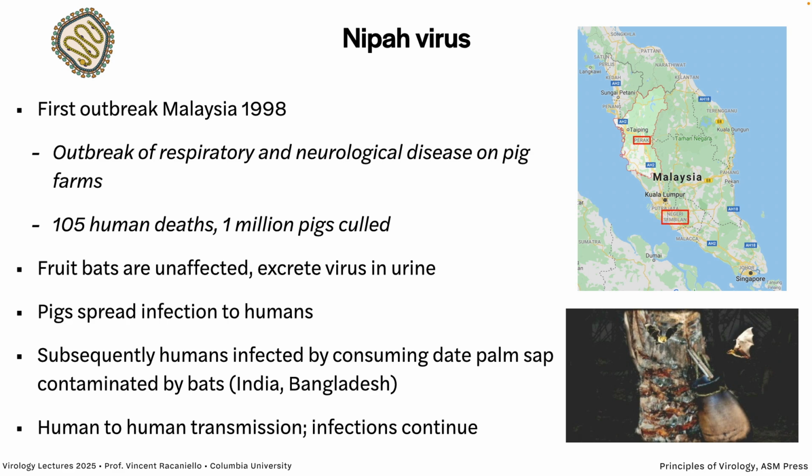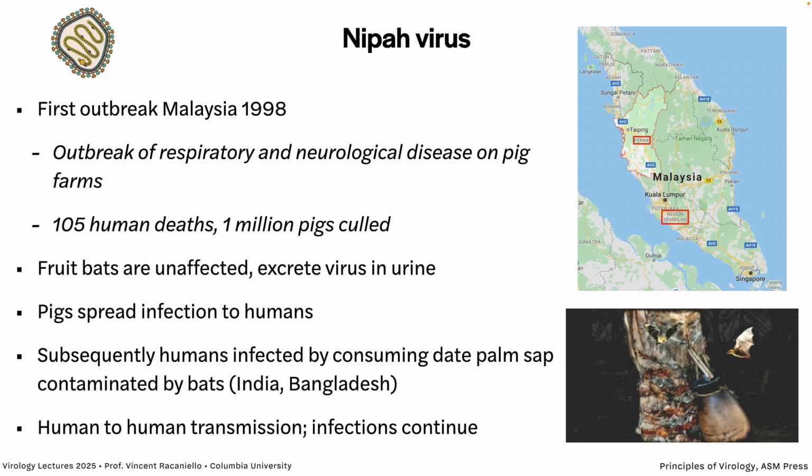So what happens here is that, once again, flying foxes or fruit bats are infected with the virus. They excrete the virus in the urine. The pigs get infected. What happens is often the farmers will plant mango trees in the piggeries. Piggery is the name for the pig farm. And the bats at night will eat the mango, and they will drop it on the ground, and the mango is now contaminated with Nipah virus. And then the pigs eat the mango and they get sick.